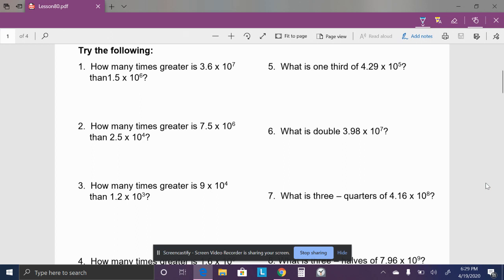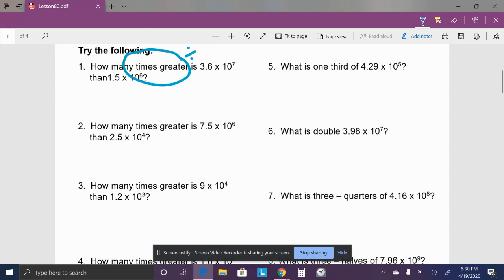In today's lesson, we are going to be learning how to multiply and divide numbers in scientific notation and in word problems. Okay, so let's take a look at number one here. First of all, we have to determine what operation we're going to be doing. When it asks in number one, how many times greater is 3.6 times 10 to the seventh than 1.5 times 10 to the sixth? When it asks how many times greater, that means we divide.